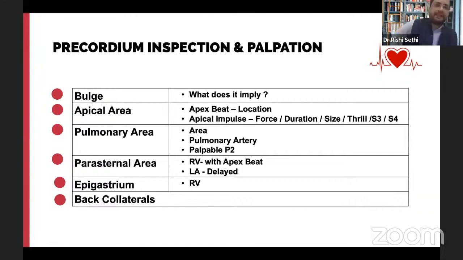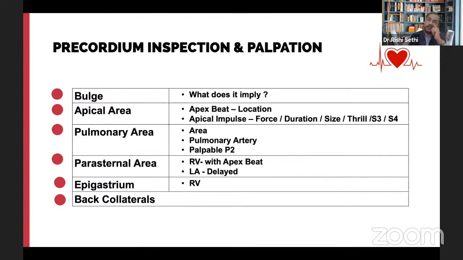So, coming on to the examination of precordium inspection and palpation. The first thing is bulge. Whenever you look at the precordium and you see a bulge, there are only a few things it can mean. In a grown up adult, a chamber enlargement can never produce a bulge in the precordium. The bulge in the precordium can only happen when the chamber enlargement has been present before your ribs perfuse, essentially speaking, before 9 to 10 years of age.